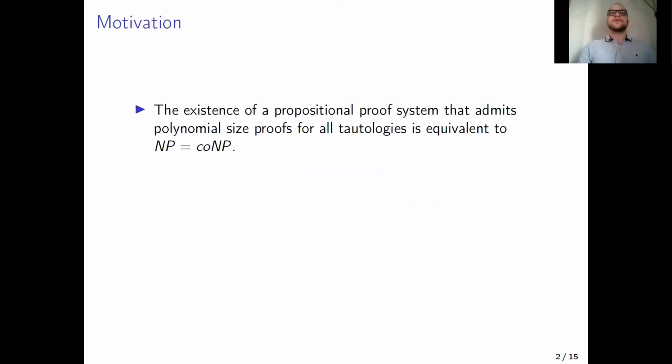First of all, I would like to start with the motivation of studying proof complexity. One of the main reasons why we study propositional proof systems is that the existence of a propositional proof system that admits polynomial size proofs for all tautologies is equivalent to equivalence between classes NP and co-NP. One of the most famous examples of propositional proof systems is the resolution proof system.